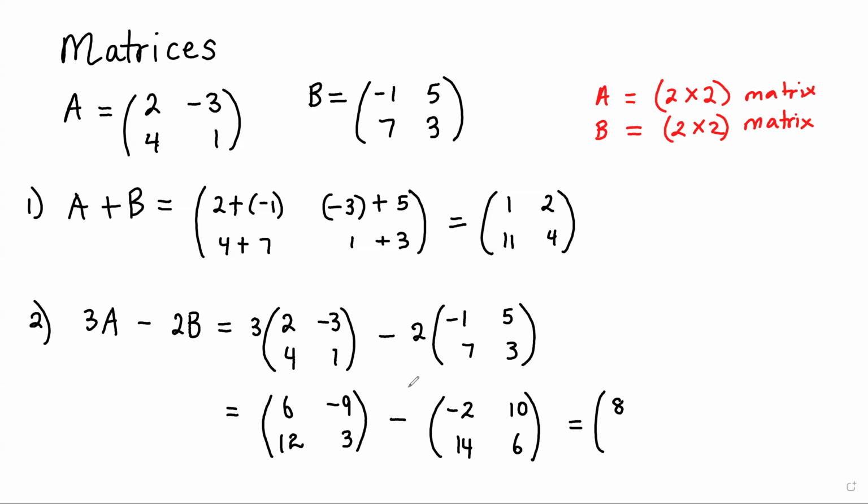-9 take away 10 is -19. 12 take away 14 is -2. And then 3 take away 6 is -3. And this would be your answer for 3A minus 2B.